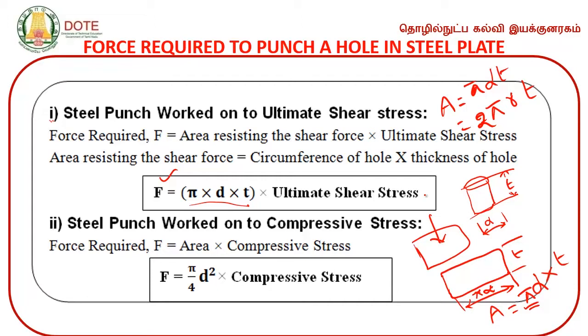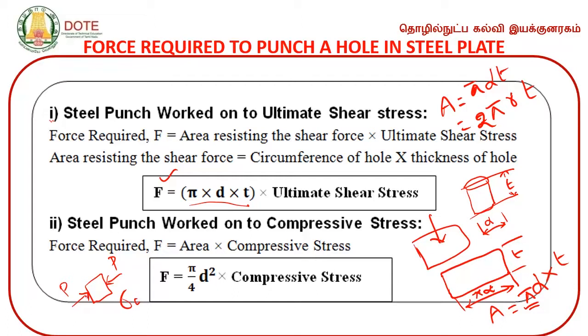Steel punch works on compressive stress. The force required is given by area into compressive stress. What is a compressive stress? A compressive stress is induced inside the material because of the applied compressive force. What is a compressive force? Imagine an object is subjected to axial pushes. This force is called compressive force. The stress developed due to this applied force is called compressive stress.